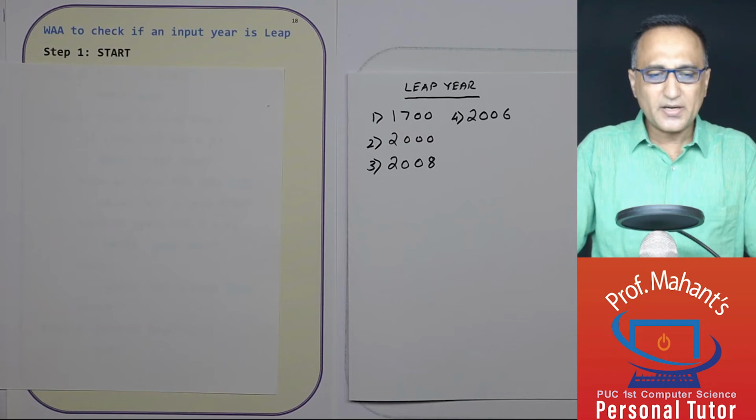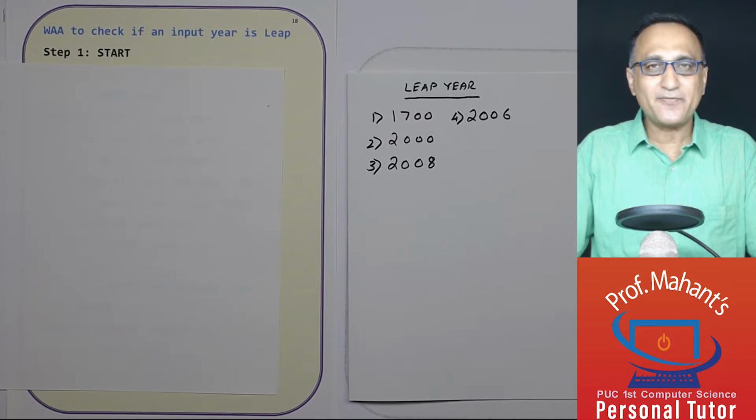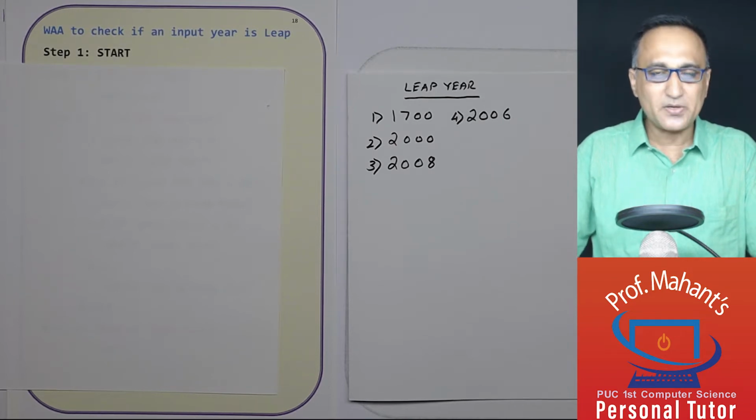We shall now take a look at an algorithm to check if an input year is a leap year or not. Contrary to the normal thinking that if a year is divisible by 4, that means if you take a year, divide it by 4, and if the remainder happens to be 0, then it's a leap year, is not correct. I'll tell you why. First, let's understand what is a leap year.